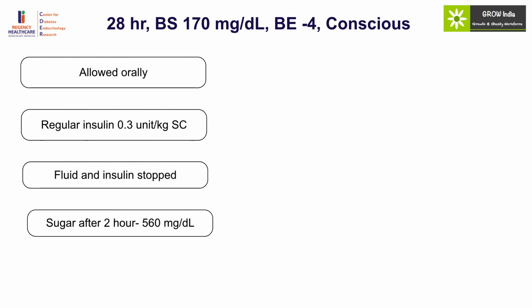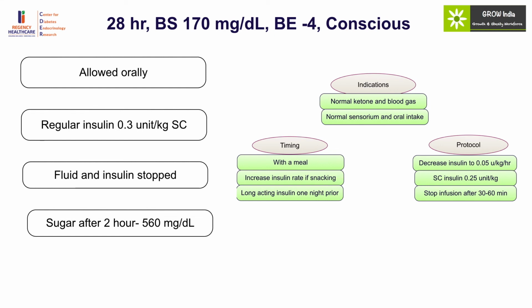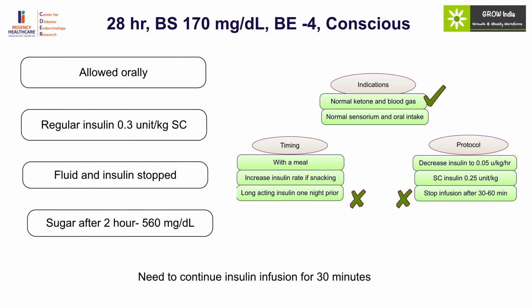The child, however, 2 hours later had severe hyperglycemia. So why did this happen? This is because, although we did right to make the transition when the ketone and blood gas were normal, no long-acting insulin was given the night prior, and the infusion was stopped very quickly. In this setting, we need to continue the insulin infusion for at least 30 to 60 minutes so as to get an overlap.